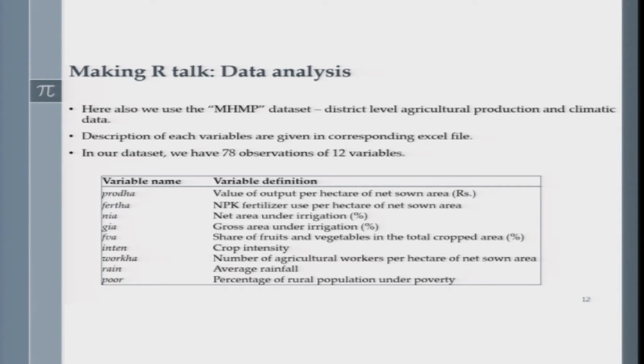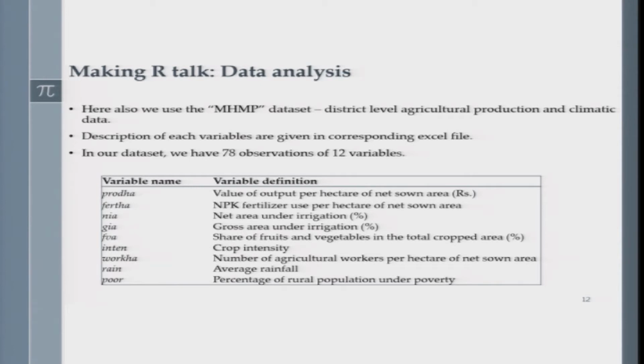We have the value of output per hectare of net sown area in rupees. This is the monetary value of the production of crops, and then we have NPK fertilizer use per hectare. So, this is input. Now, net area under irrigation, this is institutional input, and we also have the share of fruits and vegetables in the total cropped area.